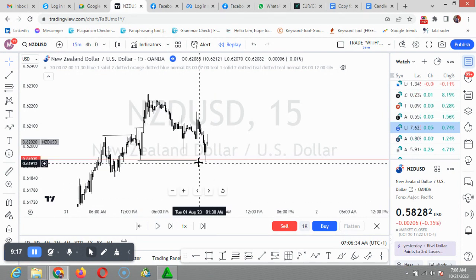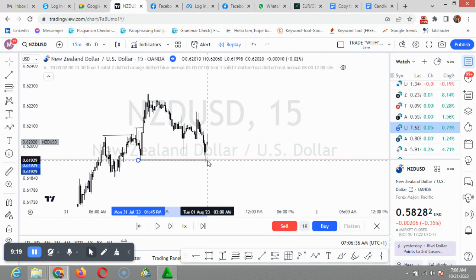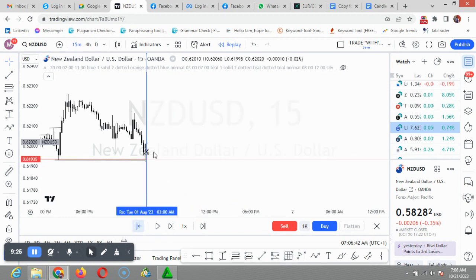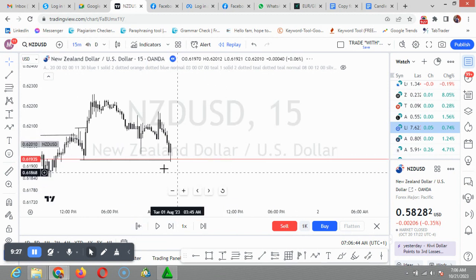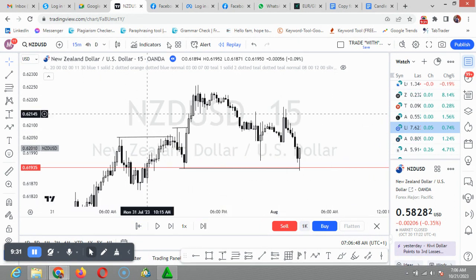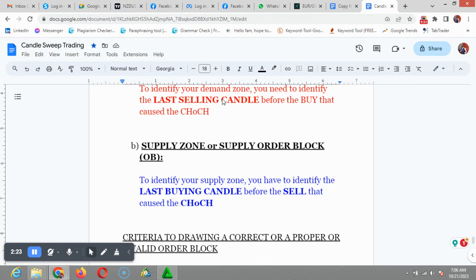So clearly we have our change of character right here. You can see, right? Our change of character right here. Now, once you have a change of character, what's the next thing you want to do? The rule states that to find your supply zone, you have to find the last buying candle. The rule says to find the supply zone, you have to identify the last buying candle before the sell that caused the church.